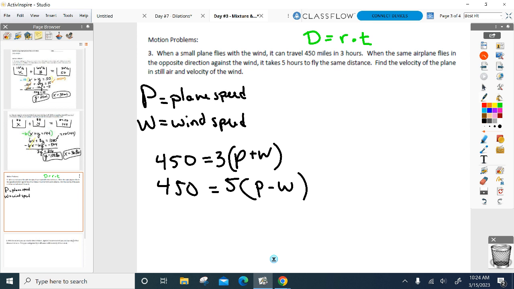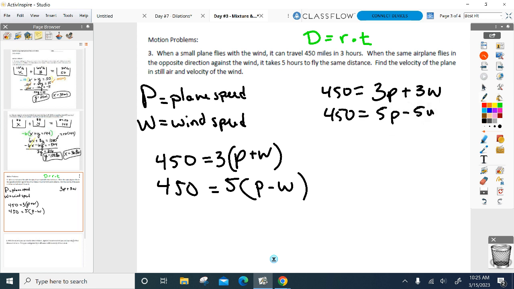Some years I don't show what I'm about to show because I don't think kids can handle it. But I think I got a strong group this year. Same thing in third period. I got a strong group. So usually, here's what I say, and if you want to do this, you can distribute the 3, right? And you get what? 3P plus 3W equals 450. Distribute the 5. You get 5P minus 5W, and then you get rid of a variable like we've been doing. So if you want to keep with that process, that's fine. I'm going to show you a quicker method, though, because I think you can handle it.